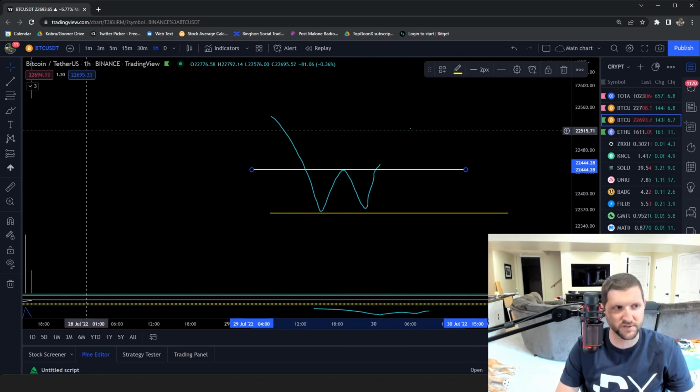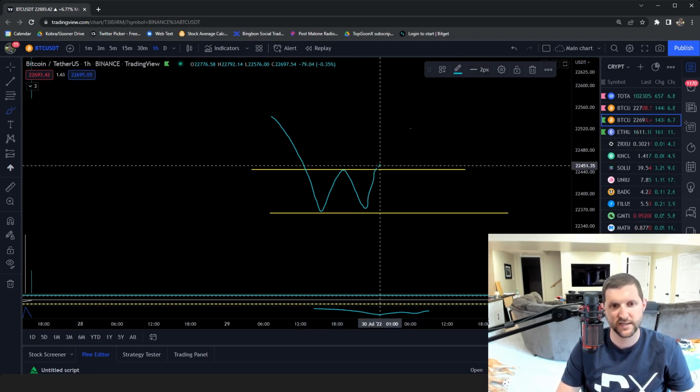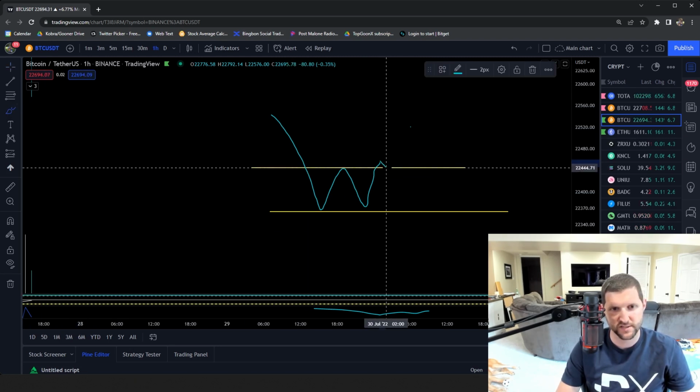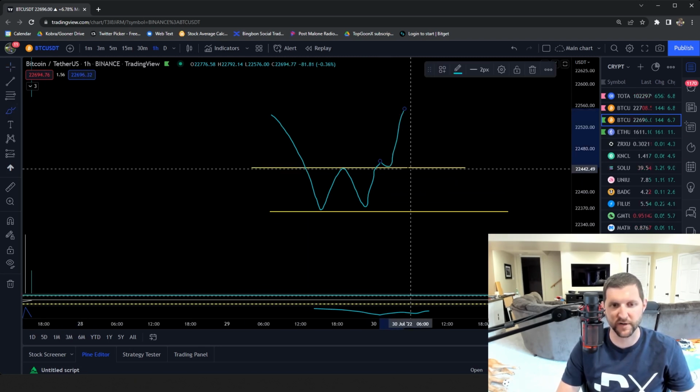Oh, candle has closed above. Sweet. I got one candle. Second candle could be a fake out, but what I want to see is this next candle touch and then go up, and that's where I'm going to take entry.